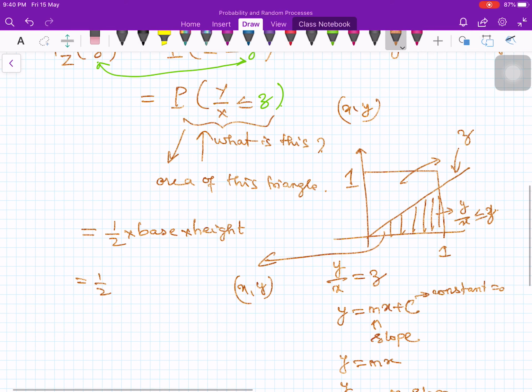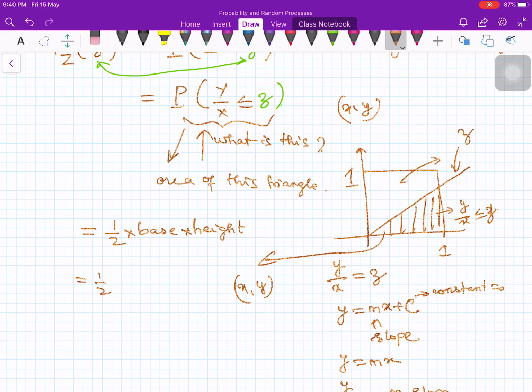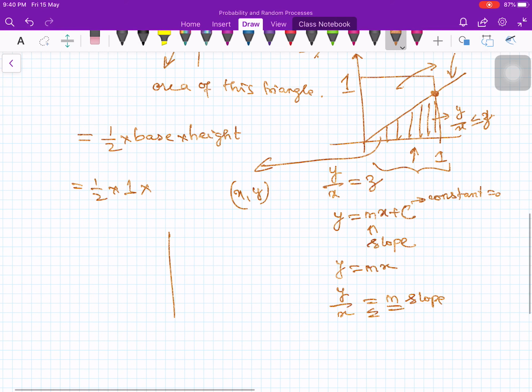What is the base? The base is going to be 1. So this width, the base is 1, and I need to find the height of this one. What is the height of that point? Because in this line, let me draw again here. When you draw like this, I want this point. So what is this height?